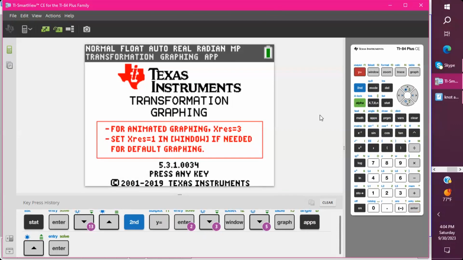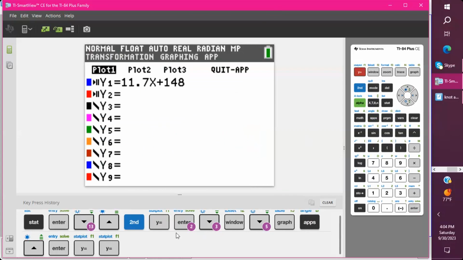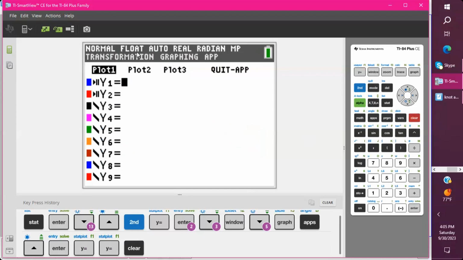So I'm going to go to my Y equals key. Oops, I got my old equation in, so I'm going to clear that out. I know I'm in the transformation app if I have the color calculator's CE, because it tells me I'm in the transformation app. I see I've got quit app. And a real clue that I'm in the transformation app is also these funky little symbols over here to the left of the Y equals.